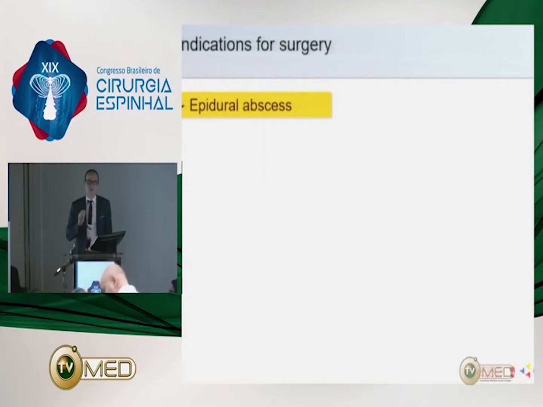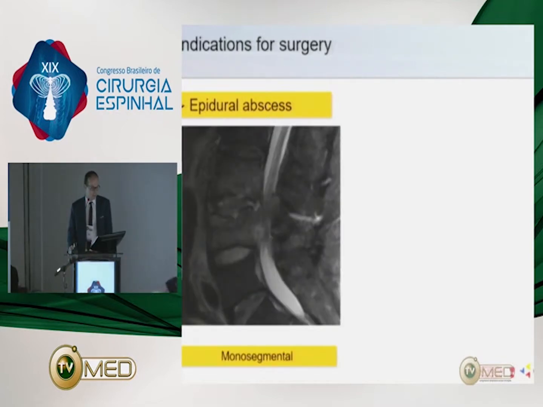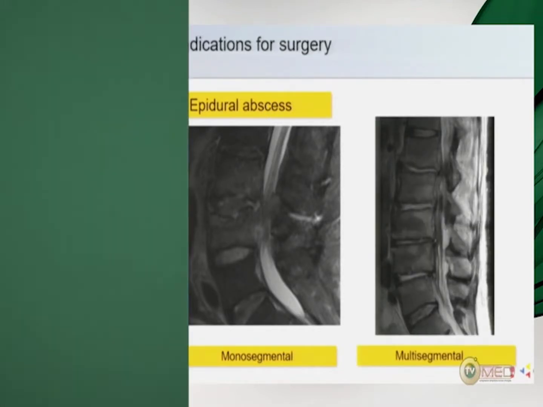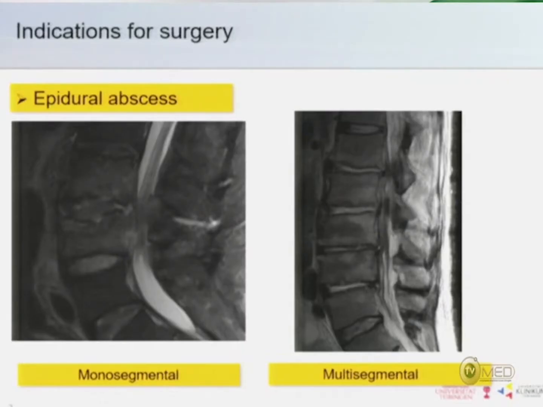So, indications for surgery in infectious diseases, I think one is the epidural abscess. You can have it monosegmental as seen in this case, or here you have a patient addicted to drugs with multi-level spondylodiscitis. Here you can see 1, 2, 3, 4 levels, and here the epidural abscess. In this case, of course, you have to do surgery.